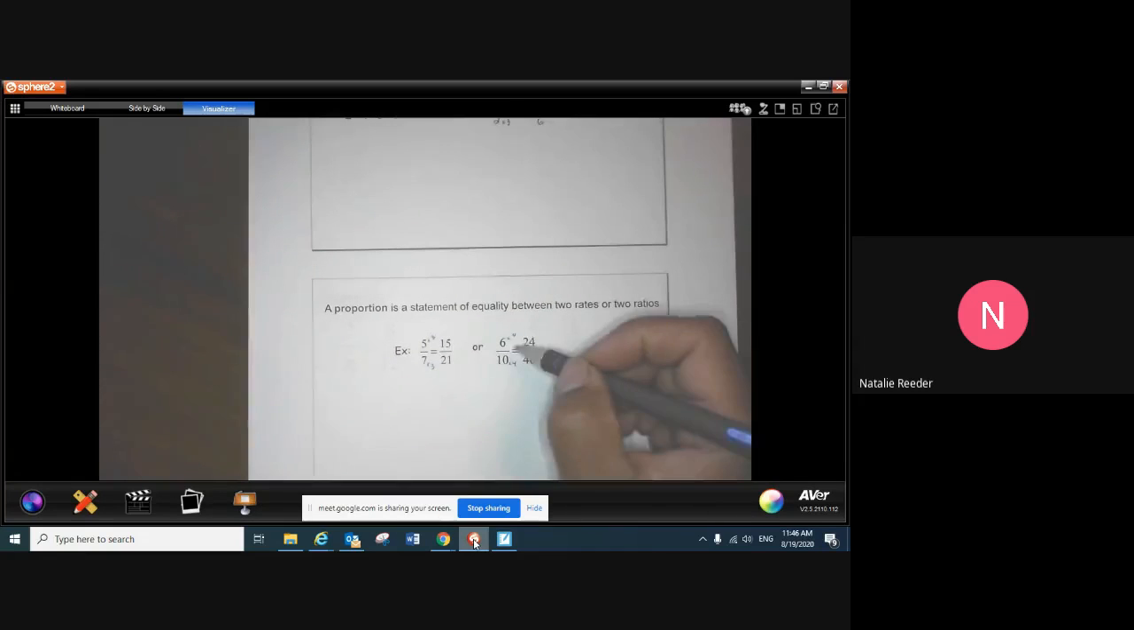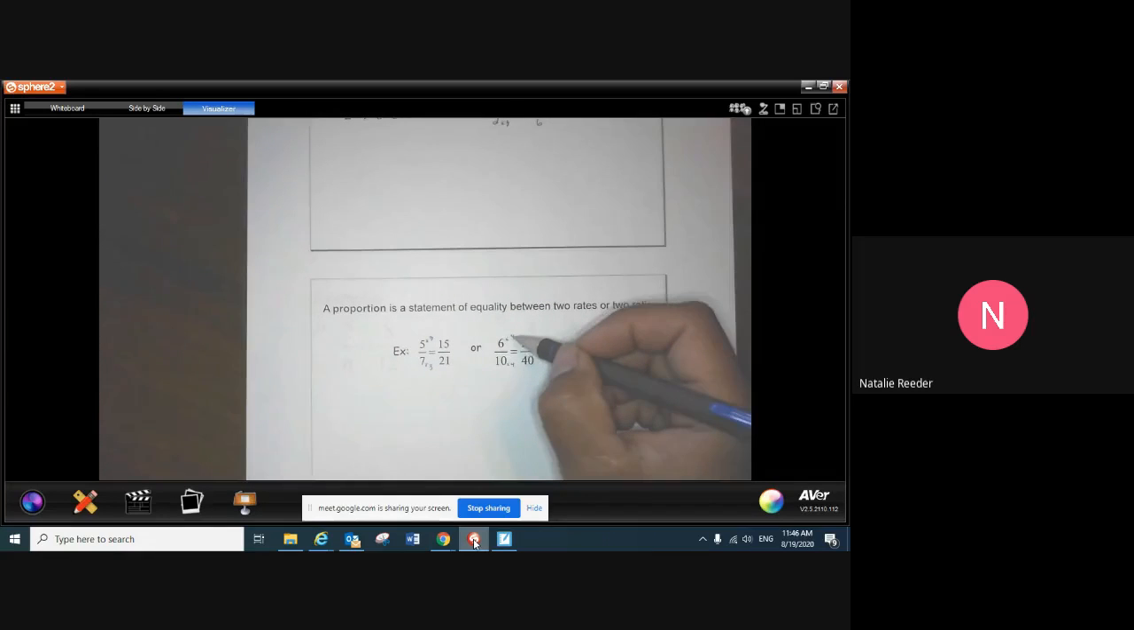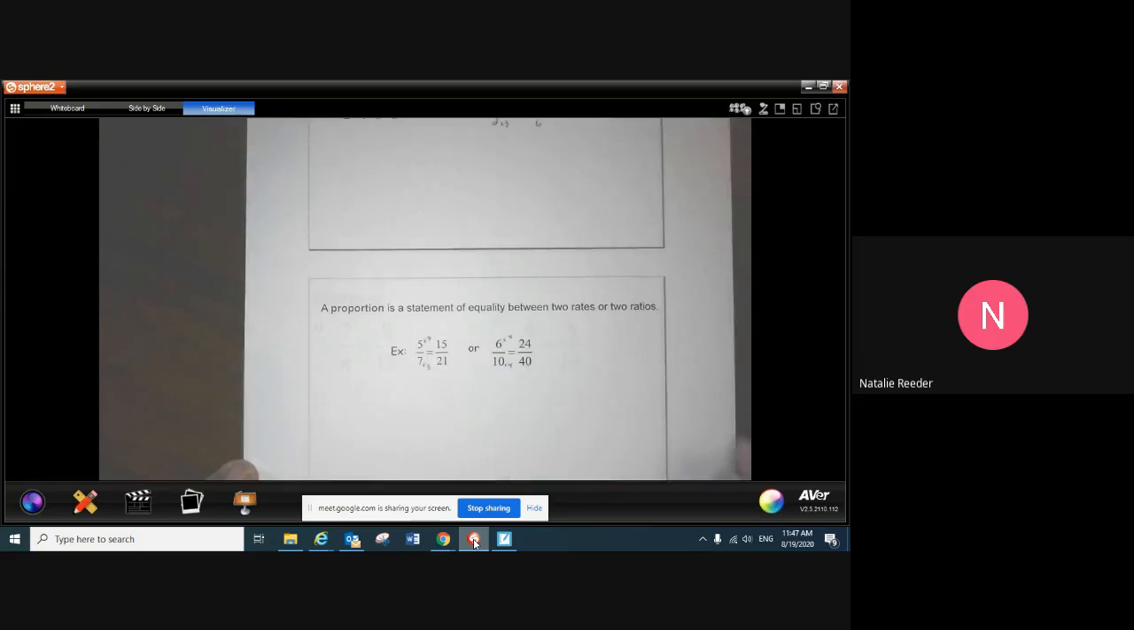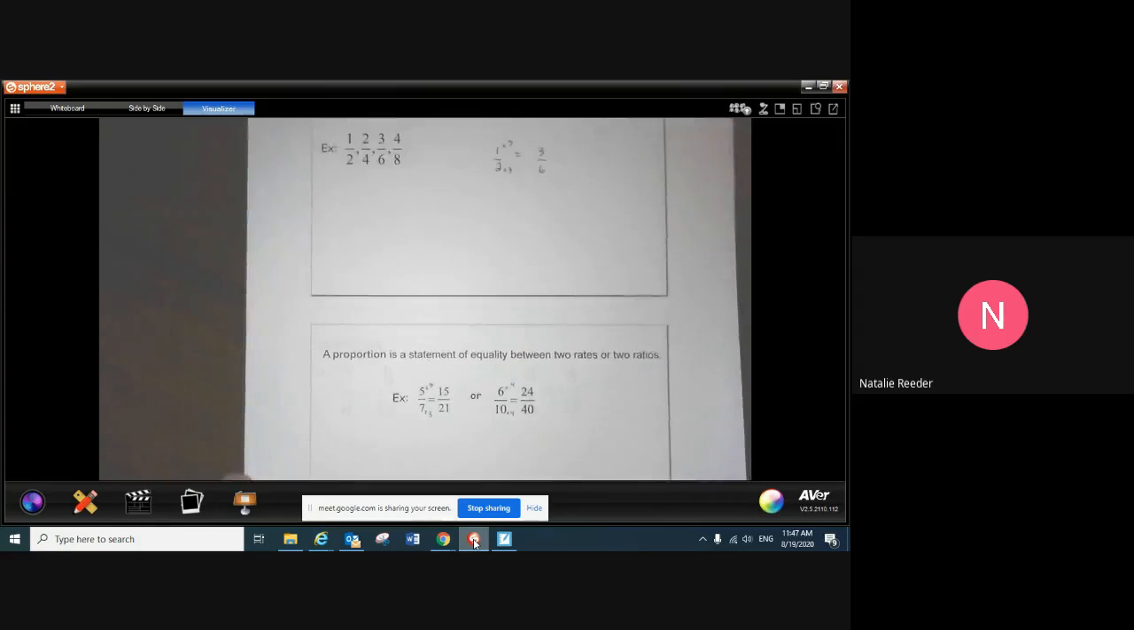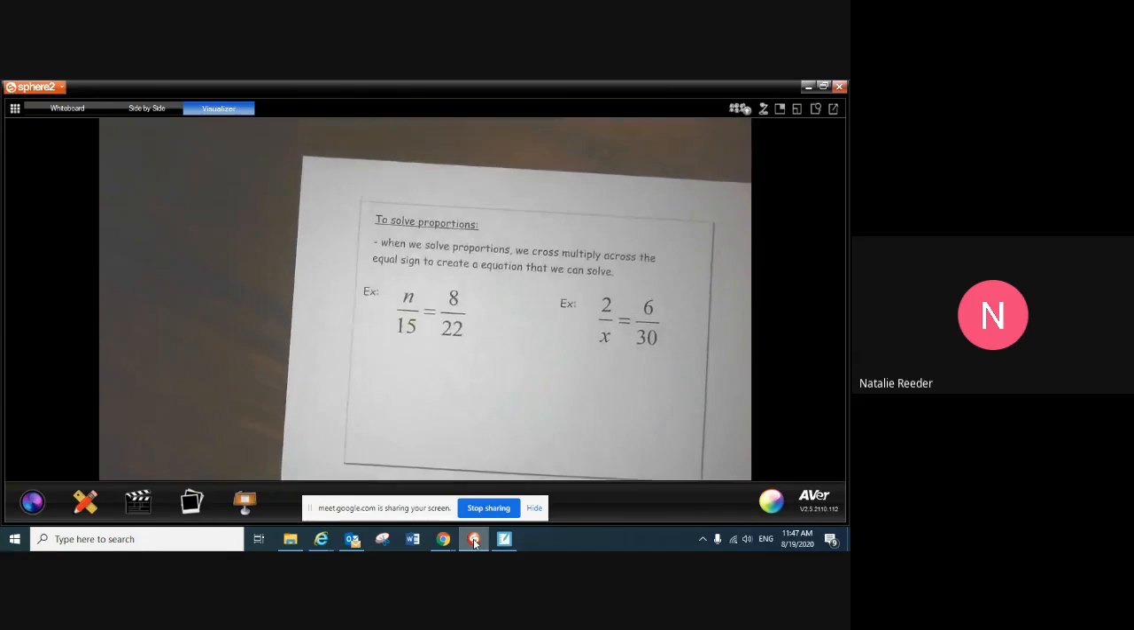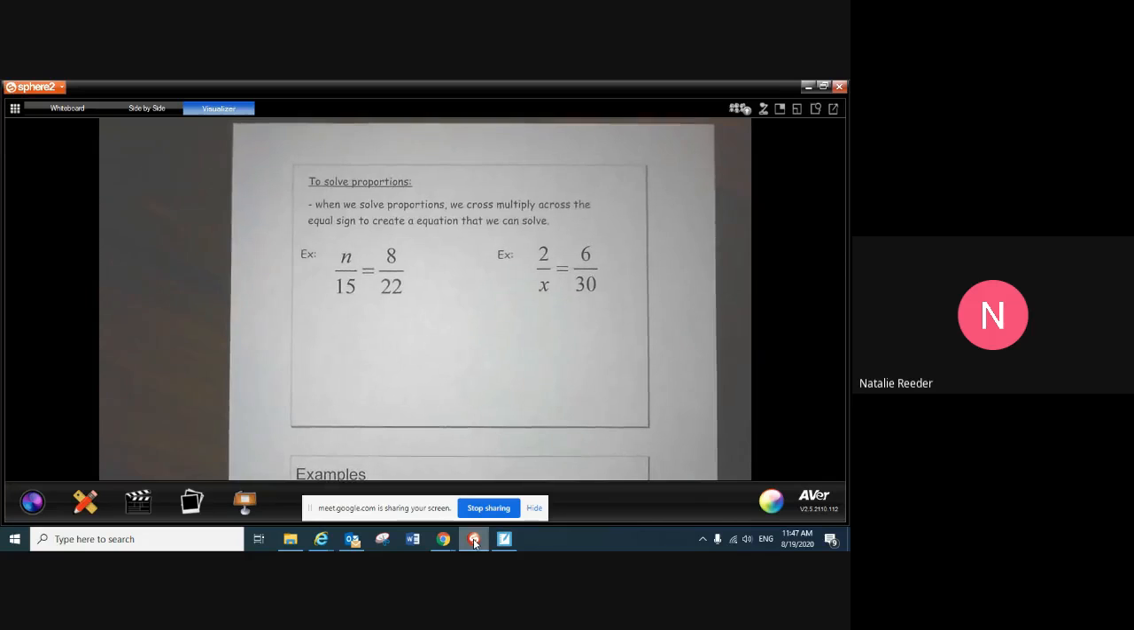So if you multiply the numerator and the denominator by the same number, you are getting an equivalent fraction or an equivalent ratio. So then you know that they are equal to each other. They are equivalent. Now, when we solve proportions, we cross multiply across the equal sign to create an equation that we can solve.